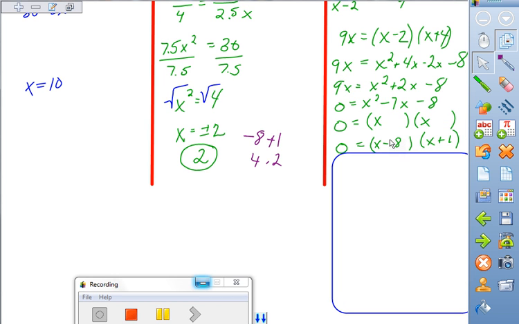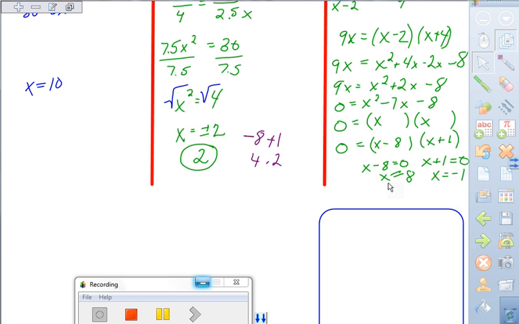So chunk times chunk has to be 0, so that means one of these has to be equal to 0. So if I set the first chunk equal to 0, I'd add 8 and get 8. If I set the second chunk equal to 0, I subtract 1 and I get negative 1. So my solutions are 8 or negative 1. So there are two different solutions. And again, we're only talking about positive values, so our only answer would be 8.